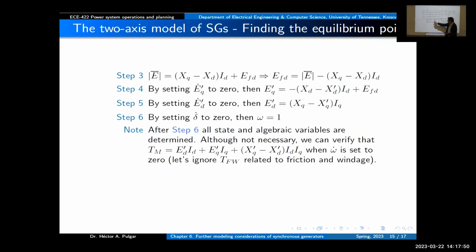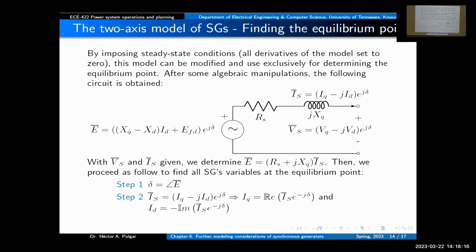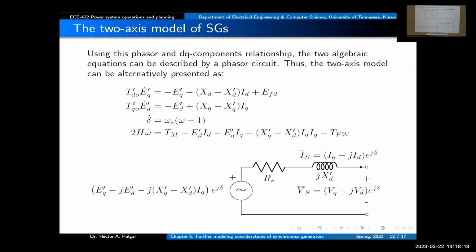The last equation is the derivative of the speed. If we make that derivative equal to 0, what we get is this expression. But all these variables have been determined already. So just for verification purposes, we can verify that this is actually an equality. And that's the procedure. So what is going to be EFD?